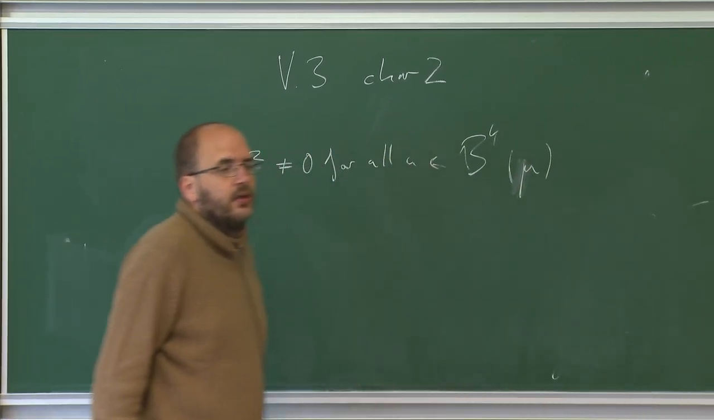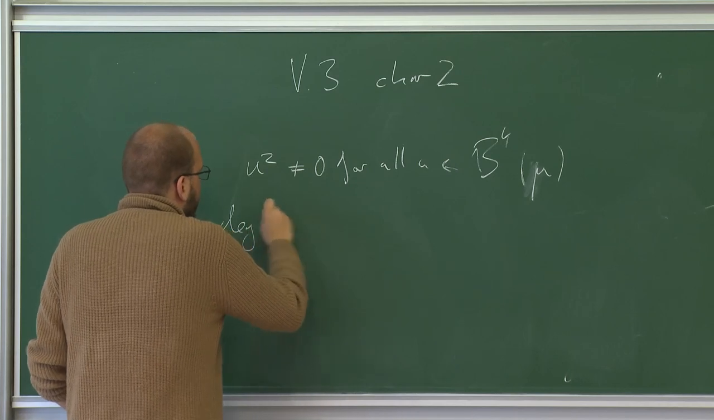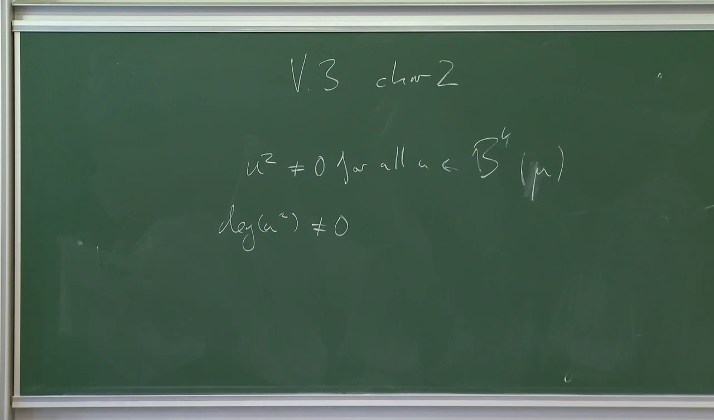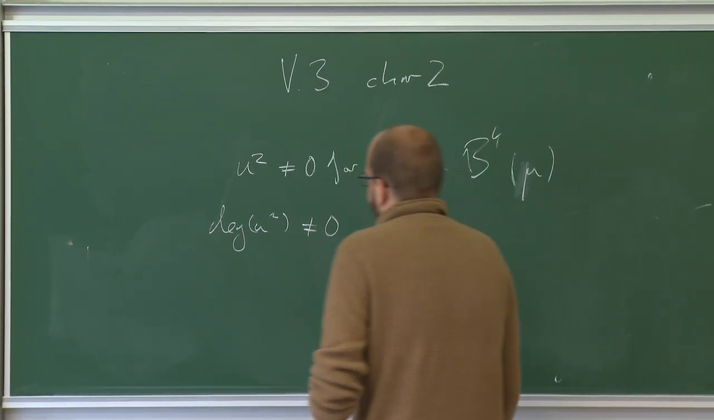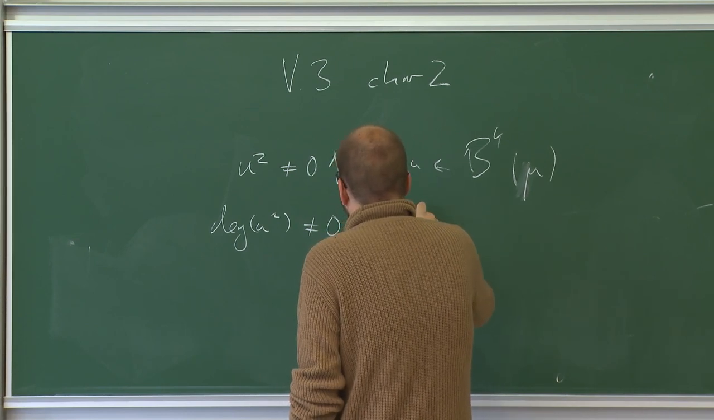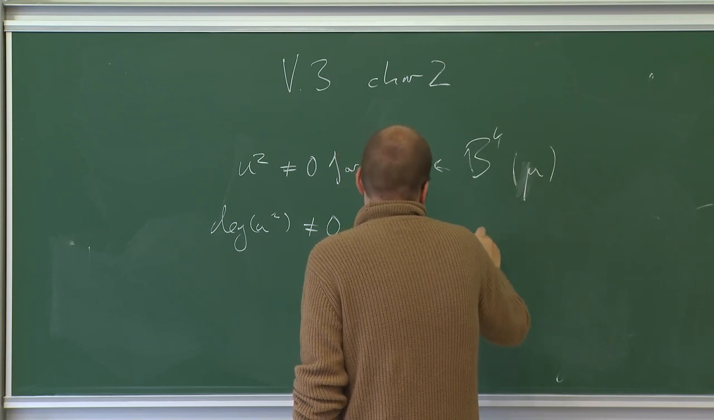In other words, I'm saying that degree u squared is not equal to 0. That's another way of saying it, of course. Same thing. Potato, potato. Tomato, tomato. All right. So how do I do this?